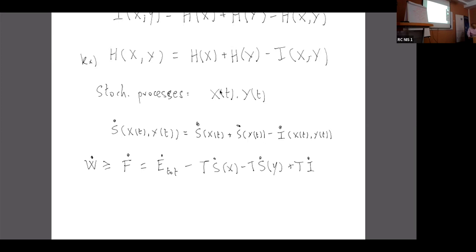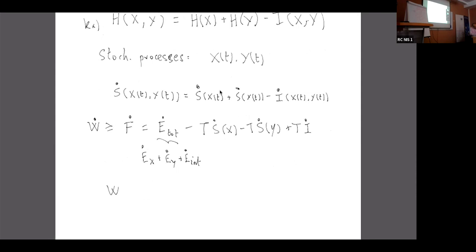Okay, and if I have here the energy of X, the energy of Y, and the interaction energy, I can write this as: the work is bigger than this. This energy and this entropy give the free energy of X. This is the free energy of Y. And now I have the correlations. And this formula contains all the scheme that was in my slide.